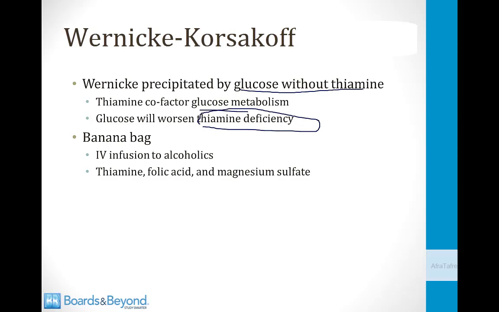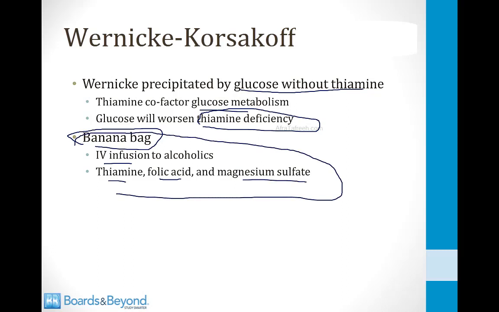And the way you avoid this in the ER is when alcoholics come in, they're administered what's called a banana bag, and it's called a banana bag because it's yellow in color. It's given IV, and it contains thiamine, folic acid, and magnesium sulfate. And so this is basically given to any drunk who shows up in the emergency room, and that way you don't have to remember your biochemistry. You're automatically giving them thiamine in case they're deficient. And that concludes our module on the limbic system.